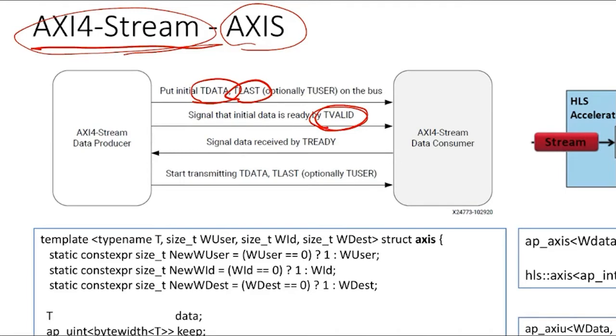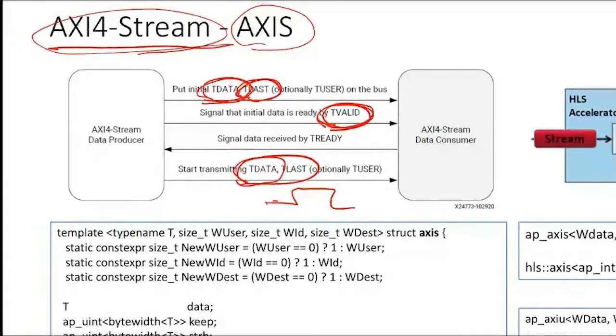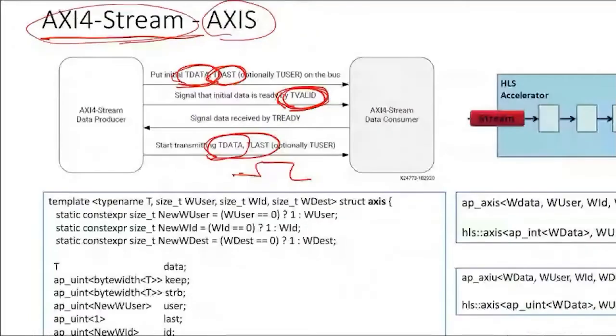So you assert the T-valid. At the same time, you put the data and T-last on the stream interface. And then you can continue to send the data. If the last is asserted, that means that's the end of the stream. If you want to start the next stream, you assert the T-valid again. So the protocol is very simple. Once you have data to transfer, you assert the T-valid, and then the downstream consumer can start processing.